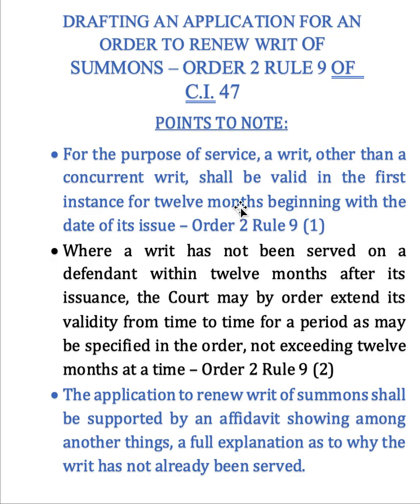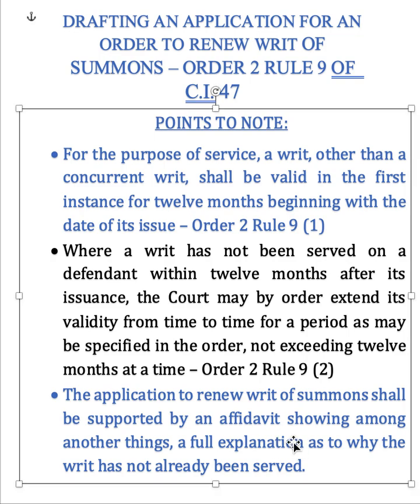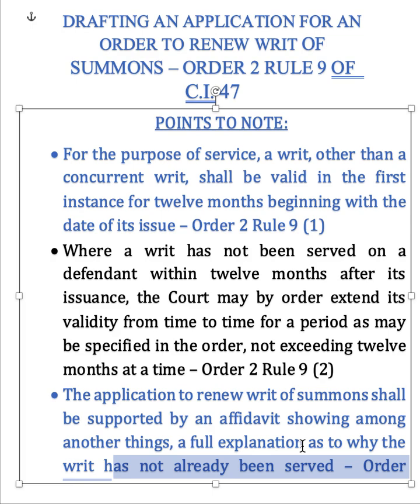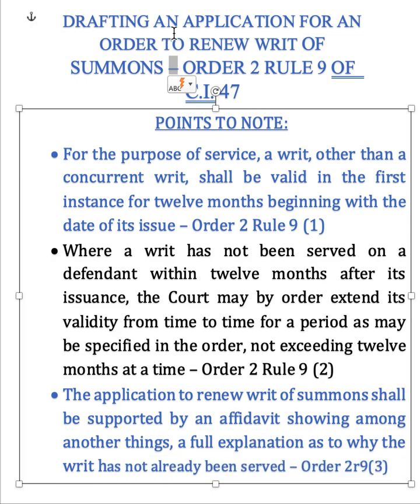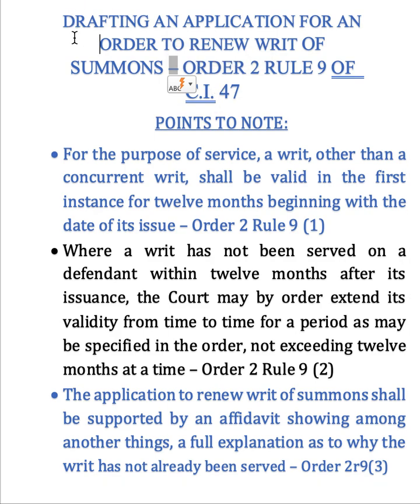What should be in the affidavits? Order 209 Sub-Rule 3 gives us some information to that effect. So Order 209 Rule 9 Sub-Rule 3 has language to the effect that an application shall be supported by an affidavit showing all the circumstances relied on, including the dates of the issue of the original writ, and also a full explanation as to why it has not been served.